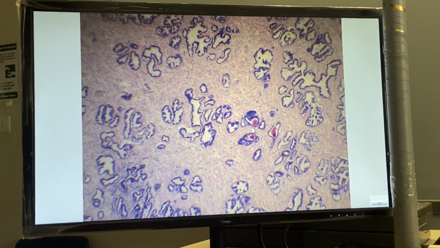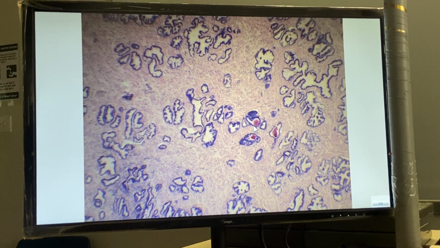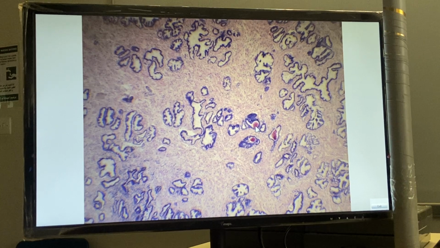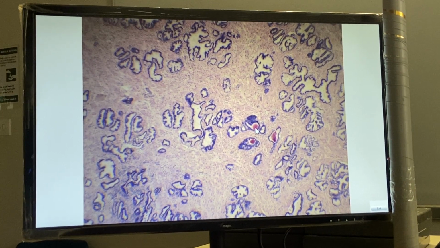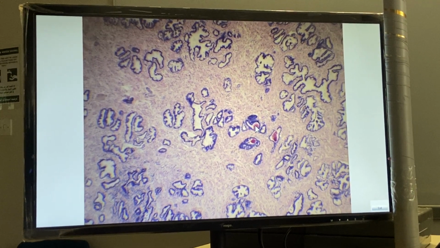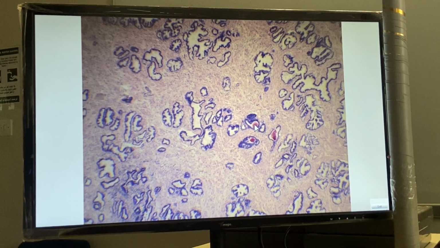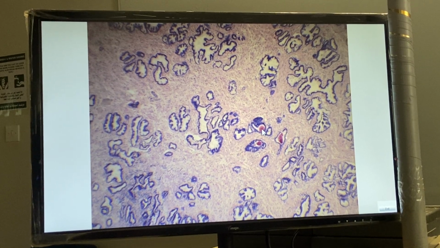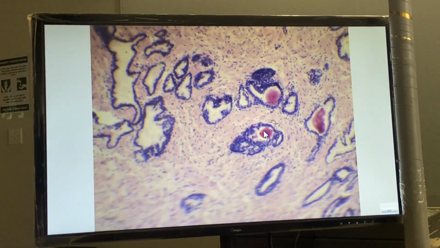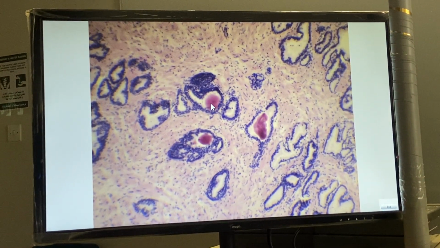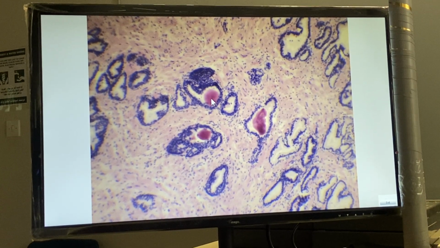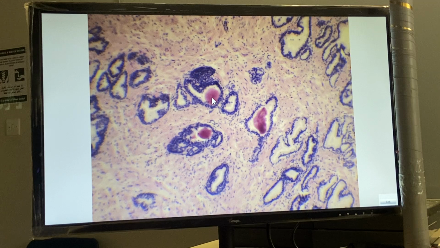The lining epithelium of the gland is simple columnar or pseudostratified. The main characteristic feature of the prostatic gland is the presence of an acidophilic structure called a prostatic concretion, or corpora amylacea. An acidophilic material, partially calcified, called prostatic concretion or corpora amylacea.